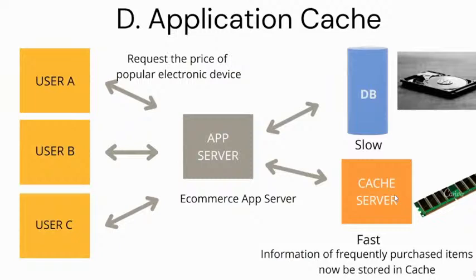Now when the user makes a request to the app server for the price and the description of a popular electronic device, the app server can first check if this information is available in the cache. It can then pull this information and relay the same to the end users. Thus, cache was able to reduce the latency and improve the performance of our application.